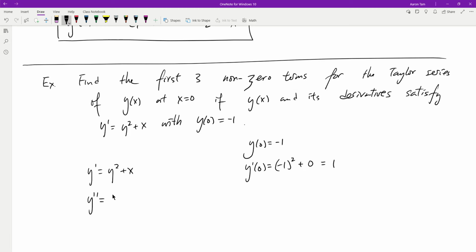So that would be the derivative of y squared plus x. So that would be 2y y prime plus 1. The derivative of x is 1. So y double prime at 0 would be 2 times y, which is negative 1, times y prime, which is 1, plus 1. So that comes out to be negative 2 plus 1, so it's negative 1. So it looks like we have the third term. That was easy. I was expecting some of the terms to become 0, but I guess that didn't happen.